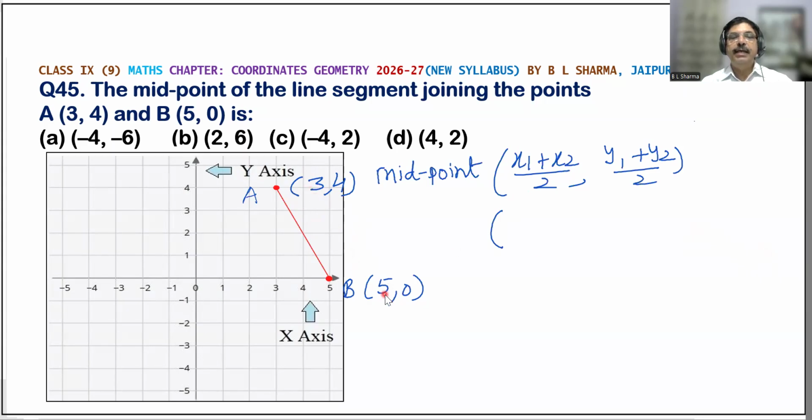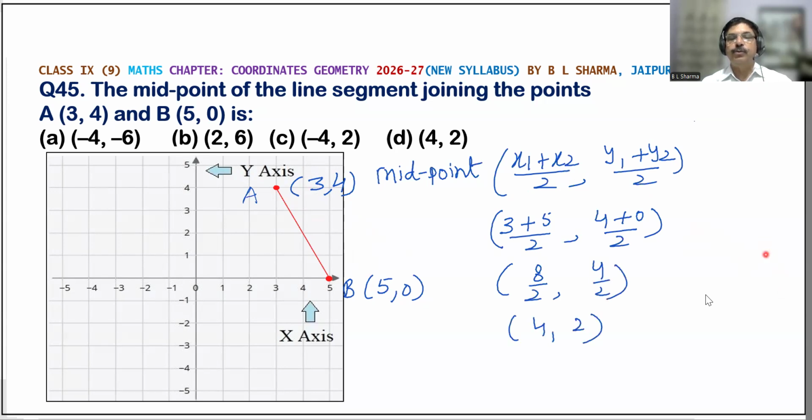x1 is 3, x2 is 5, divide by 2. 3 plus 5 divided by 2, ये x coordinate हो जाएगा. And 4 plus 0 by 2, that will be y coordinate. 3 plus 5, that is 8 by 2. And 4 by 2, 8 by 2 is 4, and 4 by 2 is 2.